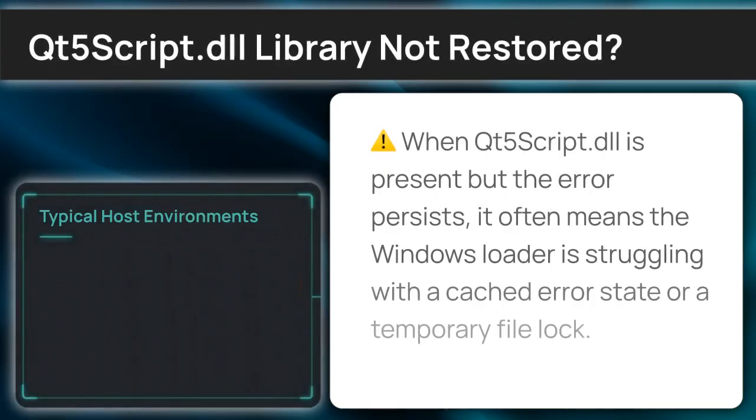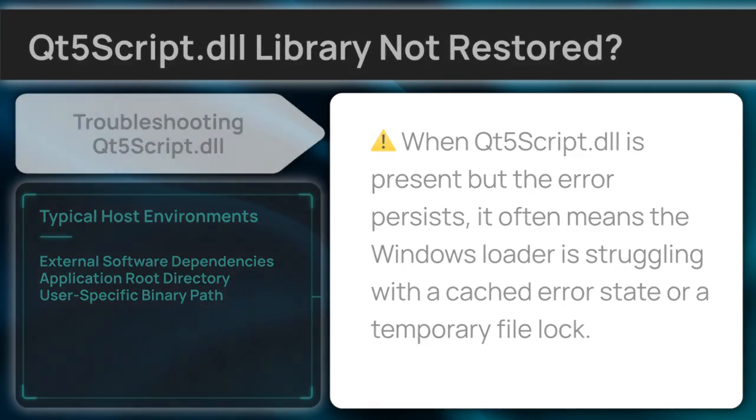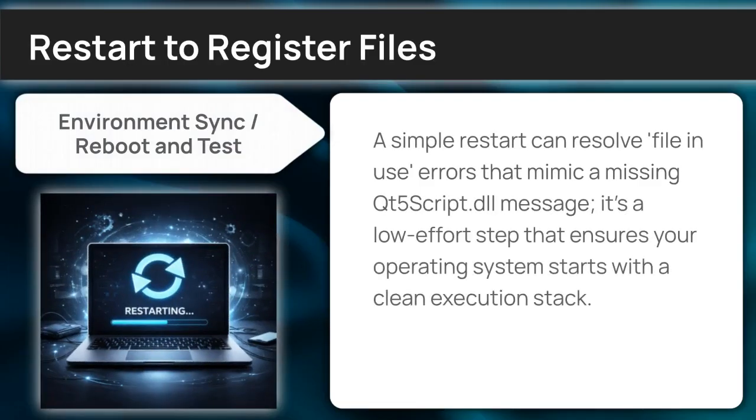When a standard software refresh isn't enough, we need to bypass the automated installers and look at manual system state resets. A simple restart can resolve file in use errors that mimic a missing Qt5Script message. It's a low-effort step that ensures your operating system starts with a clean execution stack.